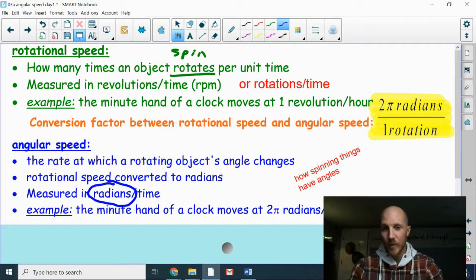So with rotational speed, sometimes we use different words. Could be rotation, could be revolution or cycle or circle or whatever, right? But with angular speed, it's always radians. It's just radians. There's never anything else except radians.